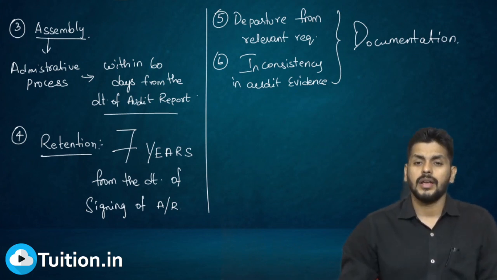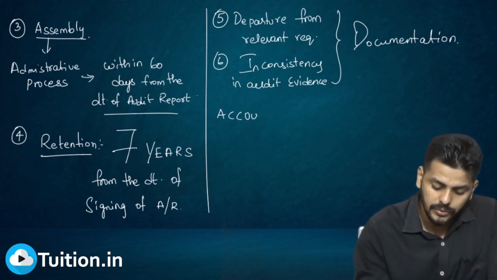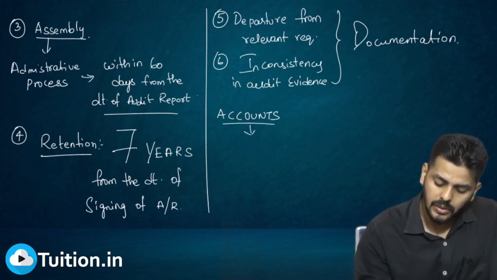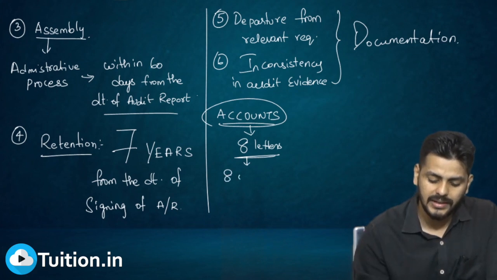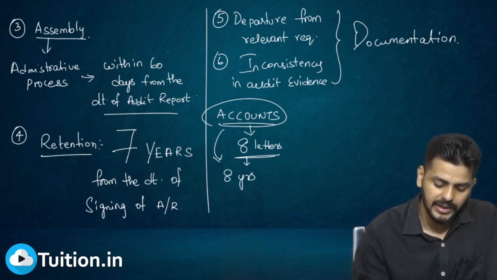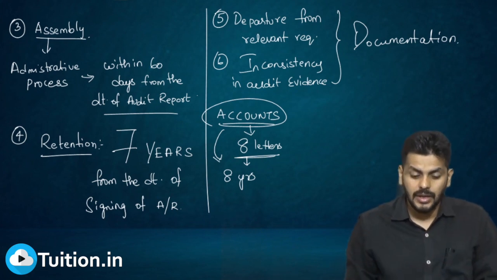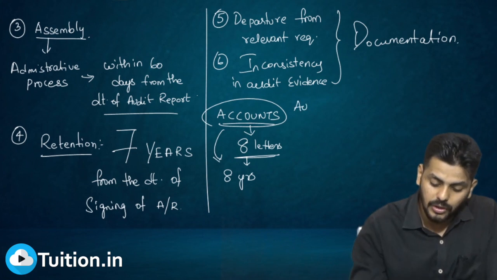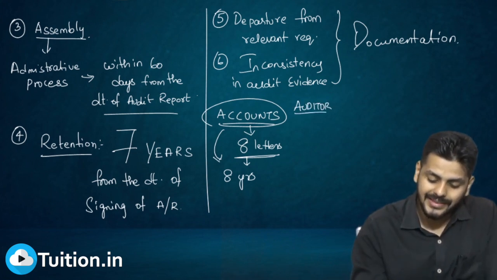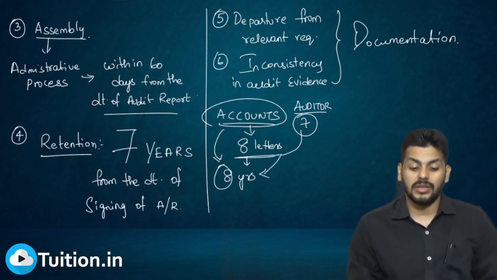That's the whole point, and I can give you a small technique to remember it. Remember the word accounts. Accounts has 8 letters, and that is exactly why you retain it for 8 years. Books of accounts can be kept for 8 years, so no confusion. Since this is kept for 8 years, the only other thing that can be kept for 7 years is this. There also you can have a technique: the word auditor has 7 letters, so the auditor has to keep working papers for 7 years.